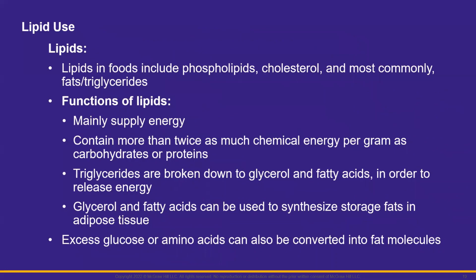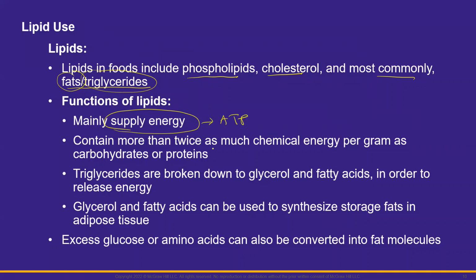Lipid use. Lipids in food include phospholipids, cholesterol, and most commonly the triglyceride, or fat. The regular name for triglyceride is just fat. For example, in meat, there is fat on it, and that fat is mostly triglyceride. The main function of lipids is to supply energy. Remember, if we don't have enough glucose, then lipids can be used as a source of energy to make ATP.